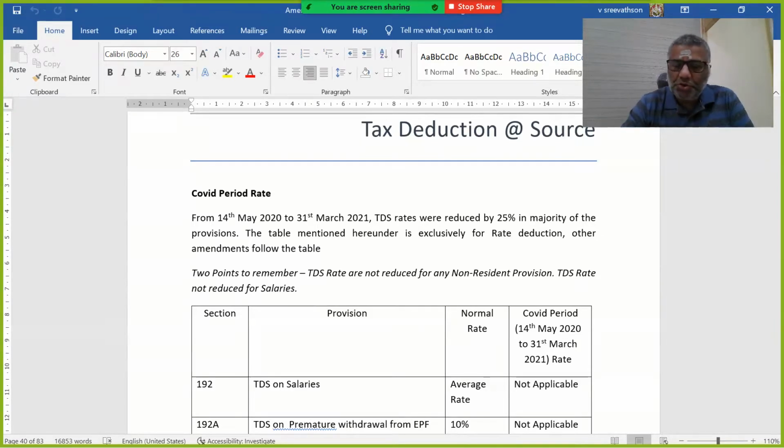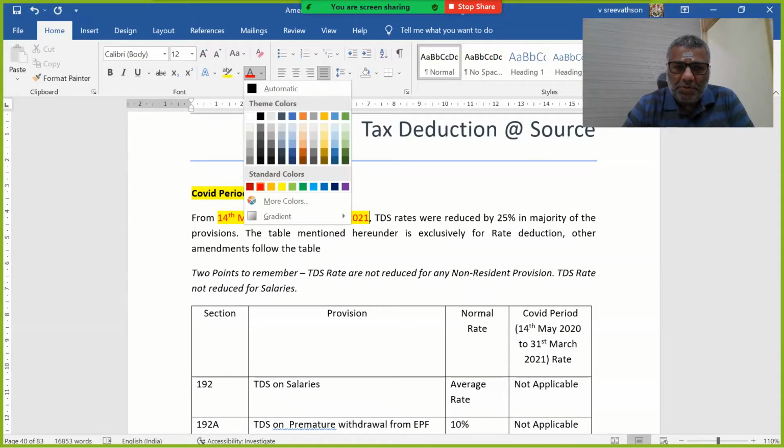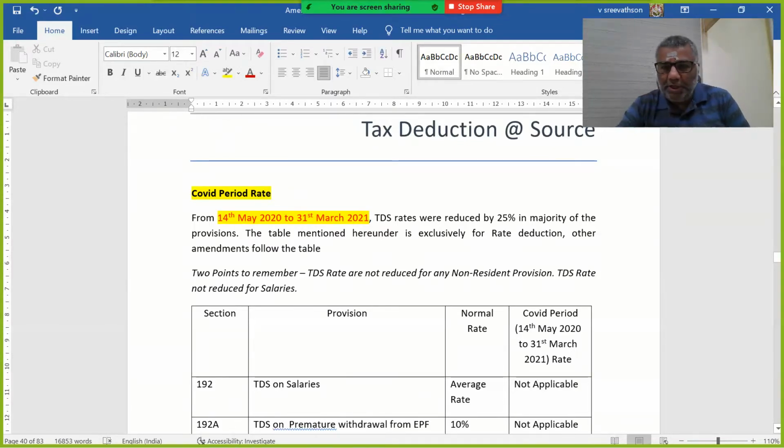Tax deduction at source. Our friend was asking us about the COVID period rate, which is between 14th May 2020 and 31st March 2021. During this period, the TDS rates were reduced by 25% from the existing rate. Not all, but the majority of the rates were reduced by 25% to make more cash available at the disposal of the assessee.